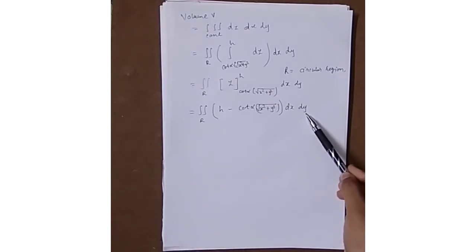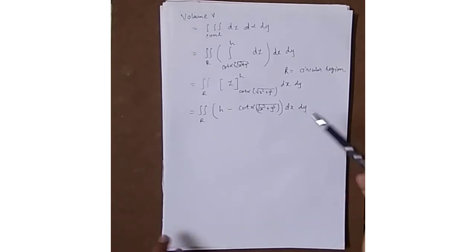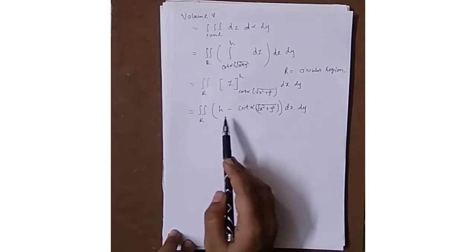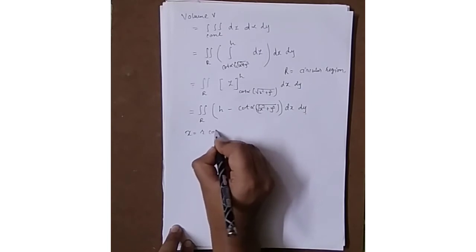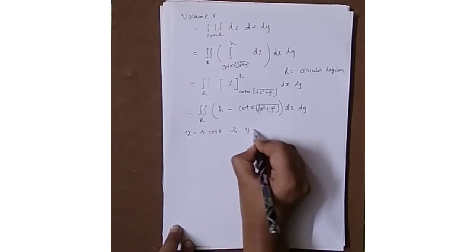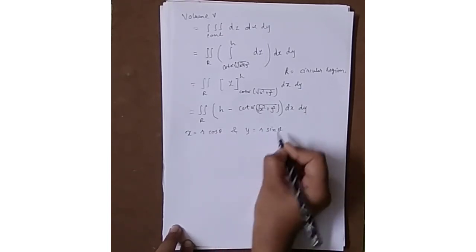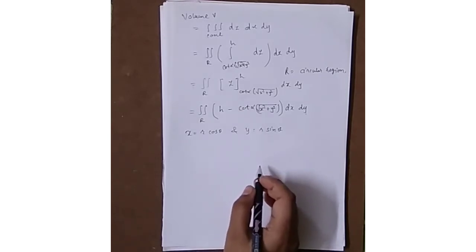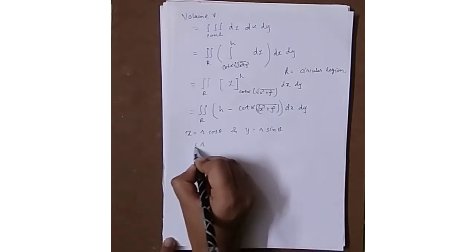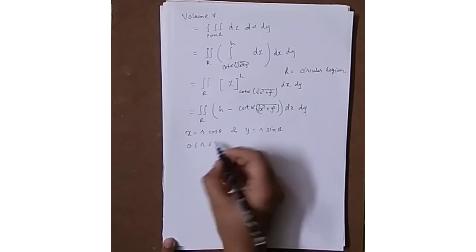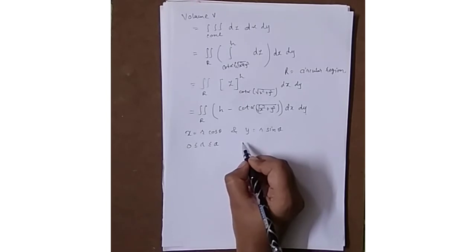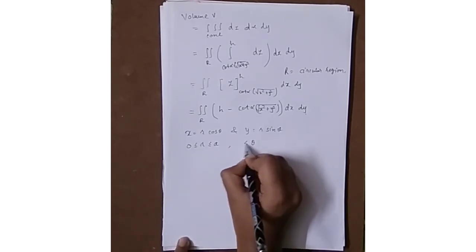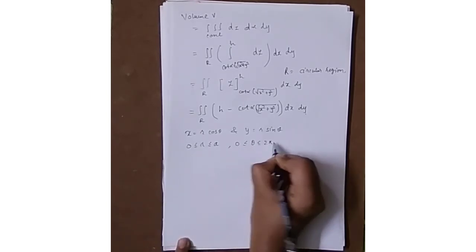Now I am converting into polar coordinates. So we have the relation between Cartesian and polar, that is x is equal to r cos theta and y is equal to r sin theta. So here my r is in between 0 to the radius, and we have been given that the radius is a, and theta is in between 0 to 2 pi.